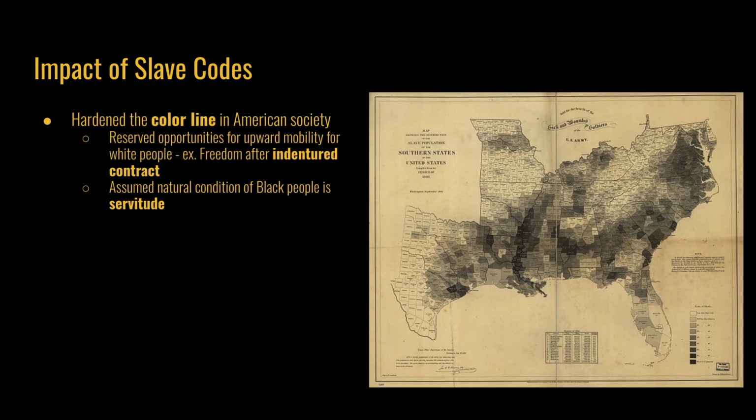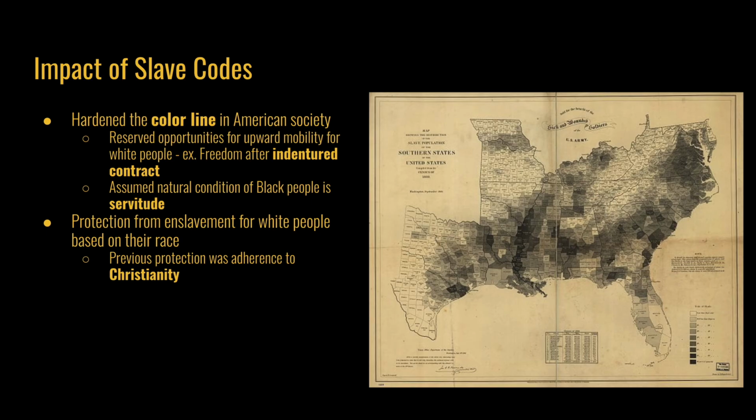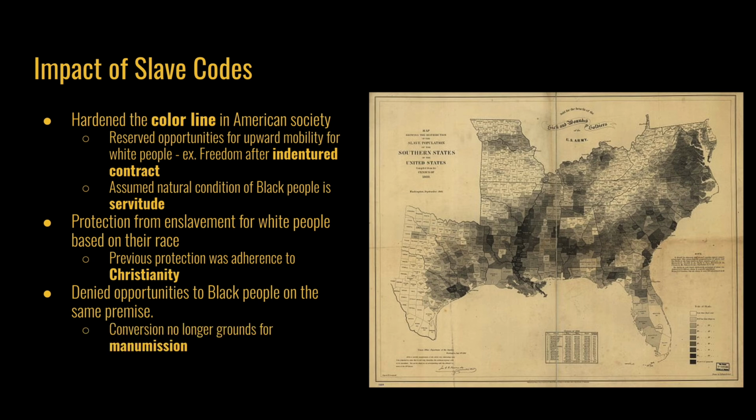Slave codes also protected white people from enslavement based on their race, whereas previous protections were based on adherence to Christianity. As slave codes became harsher, they denied blacks the opportunity to gain freedom through conversion, which was no longer grounds for manumission. The Virginia Slave Codes of 1705 further institutionalized these racial distinctions, legally establishing the perpetual servitude of Africans and their descendants.